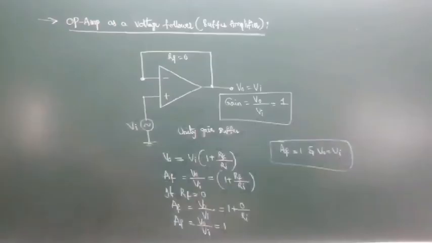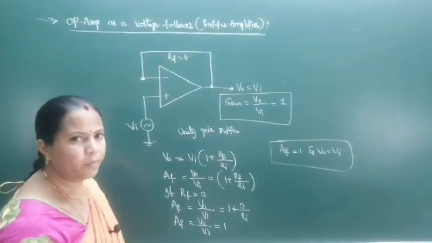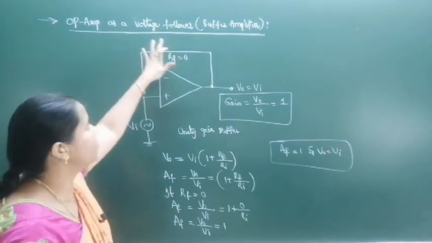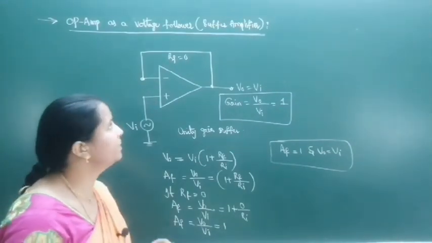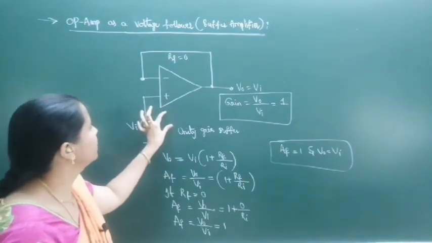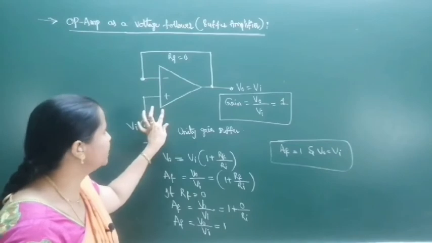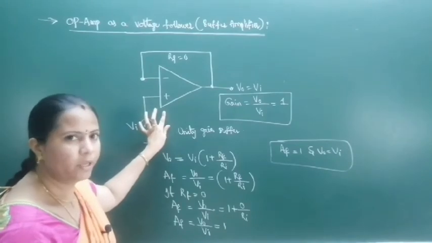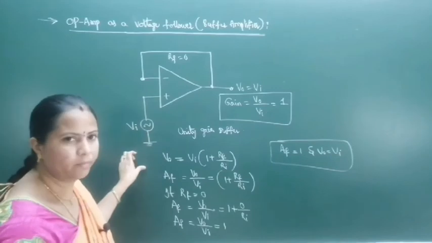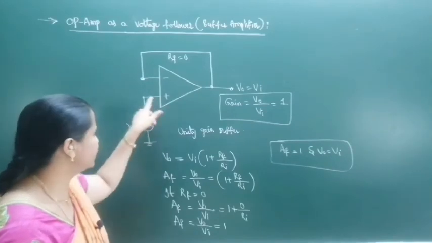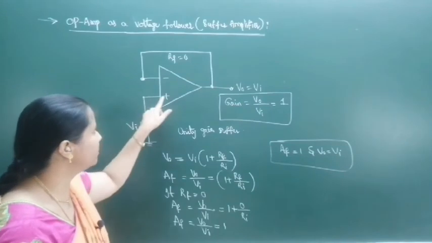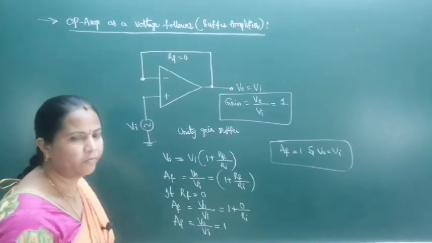Okay. Coming to the next type of operational amplifier application, op amp as a voltage follower, which we can also name a buffer amplifier. This is the circuit diagram for the operational amplifier working as a buffer amplifier. Here the circuit acts as a non-inverting amplifier. That means we are applying the input to the non-inverting terminal of the operational amplifier.